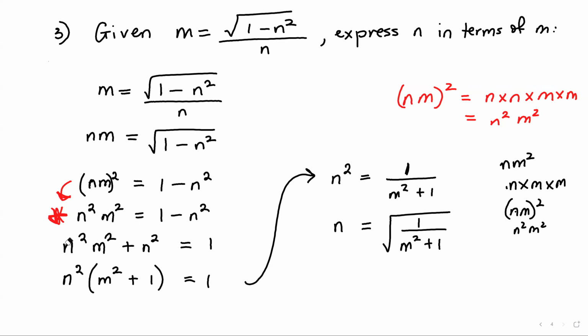So I end up with n squared into this first term would leave me with m squared, and then n squared into n squared is 1. So I end up with n squared multiplied by the sum of m squared plus 1 is equal to 1. So to get rid of these brackets, I'll move it to the other side of the equation. And since it's multiplication on the left-hand side, when I move it to the right-hand side, it will become division. So I'll have 1 divided by m squared plus 1. And therefore, the final answer, since n squared is equal to 1 divided by m squared plus 1, n would be equal to the square root of 1 divided by m squared plus 1.